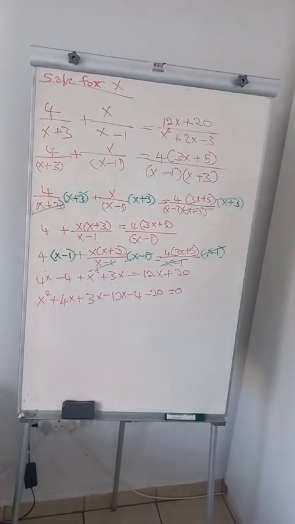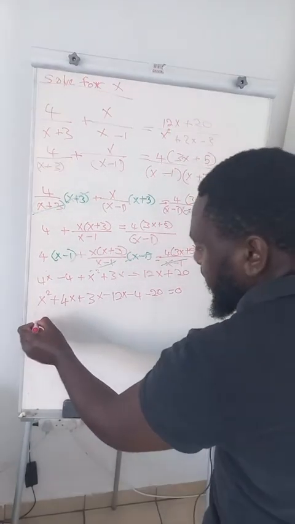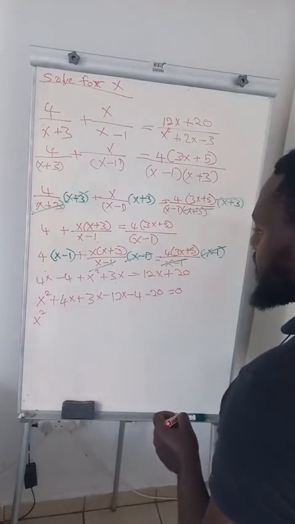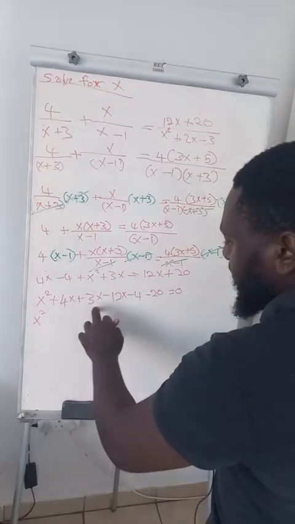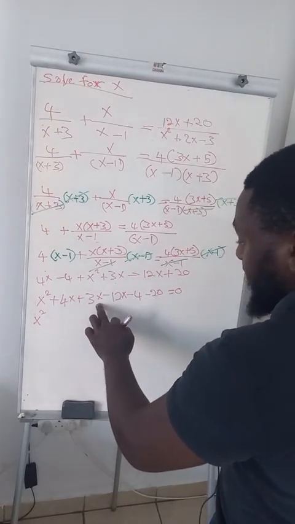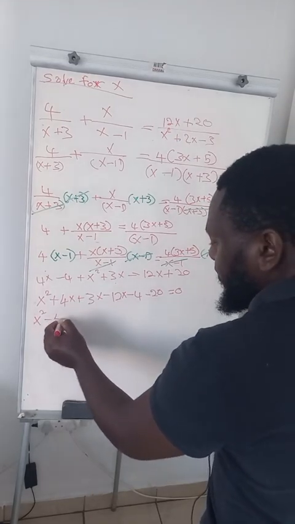So once you have something like this, add the like terms. Here you'll still have x squared. It has not been changed. And then 4x plus 3x, you get a 7. 7 minus 12, I think you get a 4 there. Negative 4x.